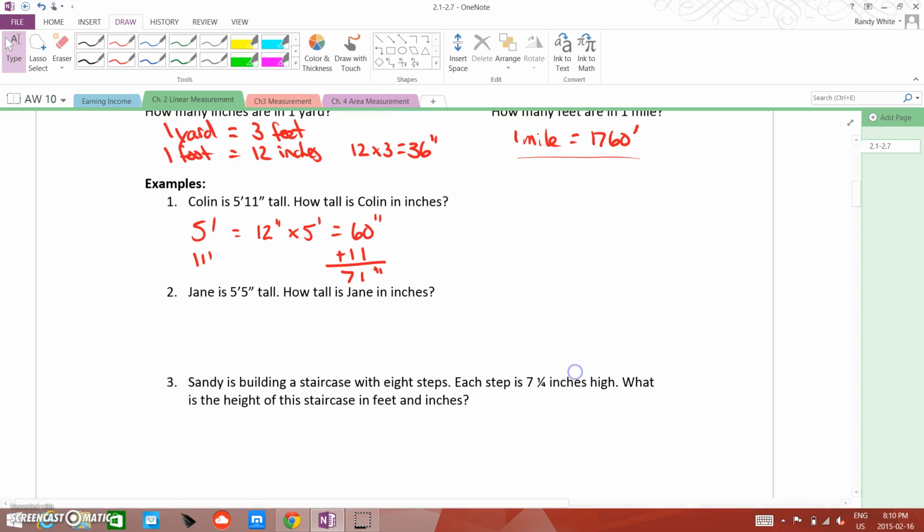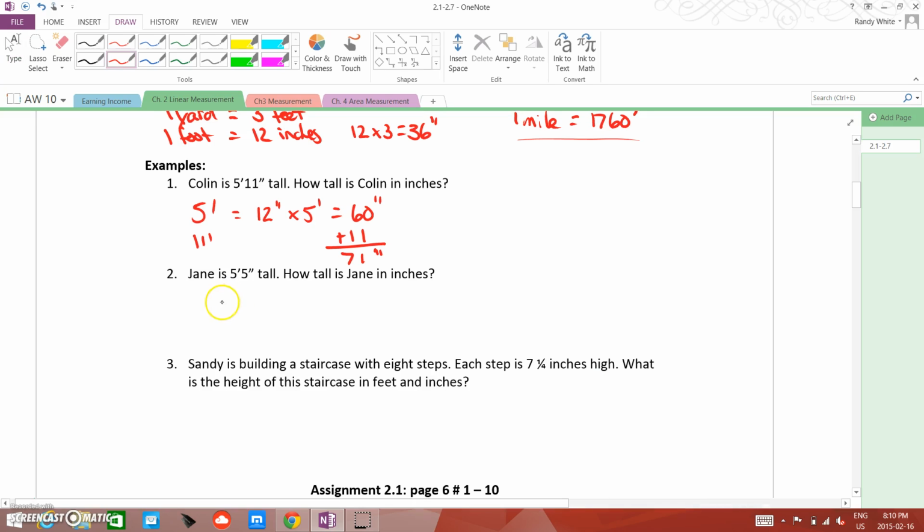Jane's 5 feet 5 inches tall. How tall is she in inches? So again, 5 feet. There's 12 inches in a foot. I'm going to multiply that by 5 feet, which is 60 inches. She is 5 feet and 5 inches already, so we'll add that existing 5 inches. So that's going to be 65 inches.